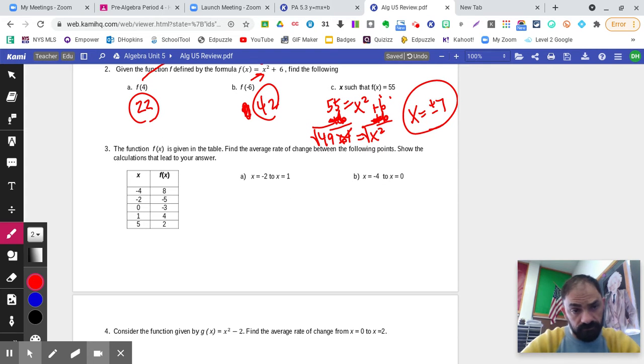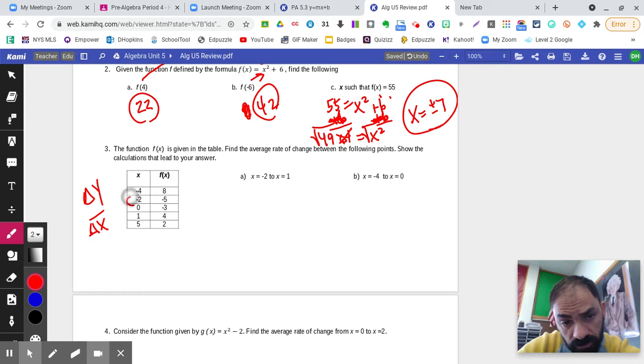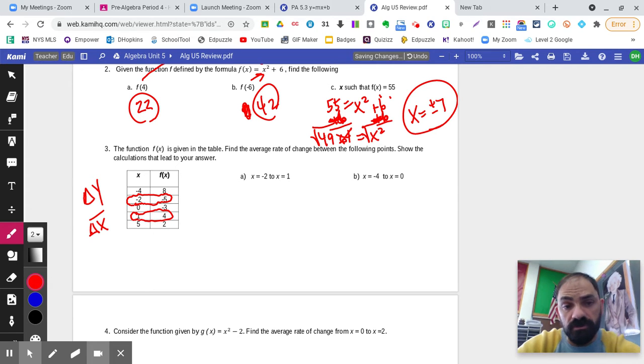Part 3. Find the average rate of change. So remember, the average rate of change is change in y over change in x. So when x equals negative 2 and x equals 1, so I want to use that point and that point. So where x equals negative 2 and x equals 1.